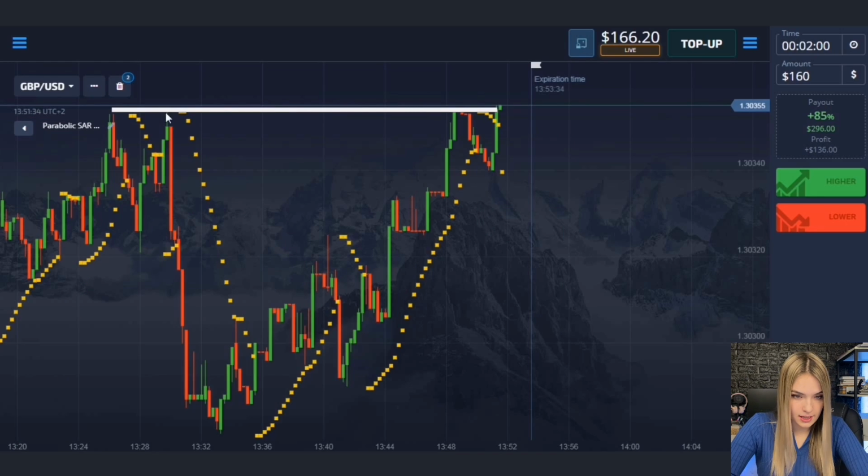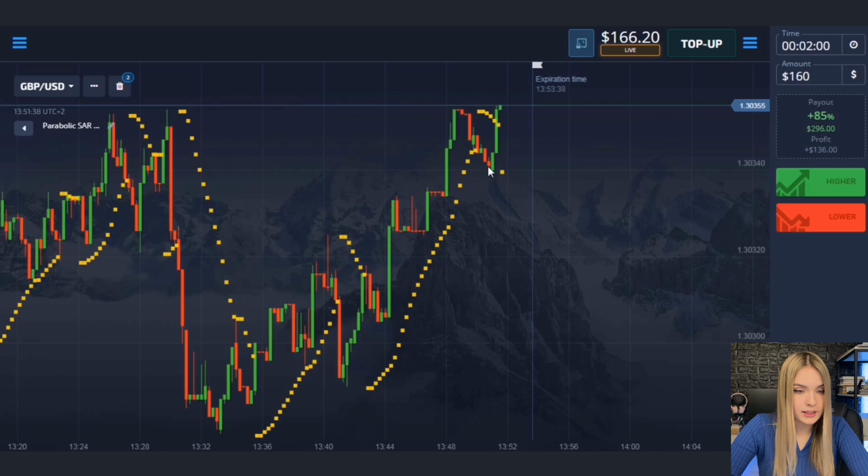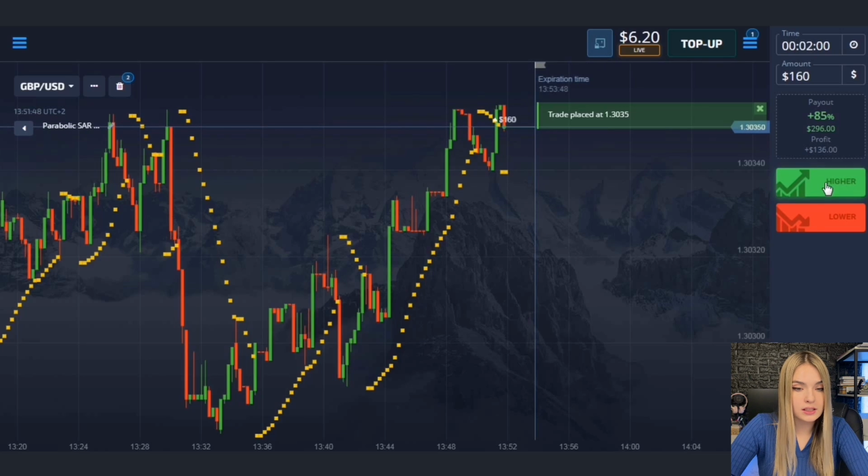Here we see the resistance level. We also see that the price has already touched this level. There was a pullback down, and now after a pullback, the price again approached our level with a fairly confident and impulsive candle. Also pay attention to our indicator. It also tells us that an upside movement is expected in the near future.